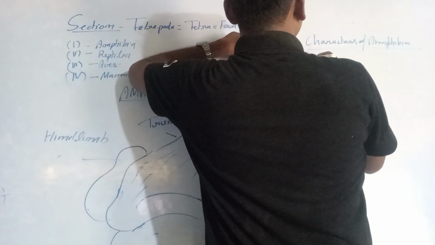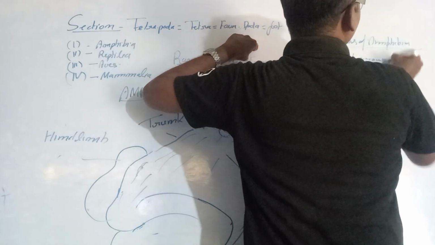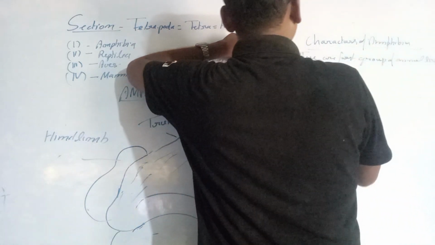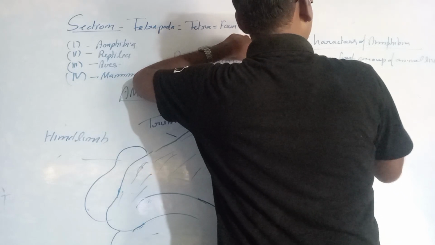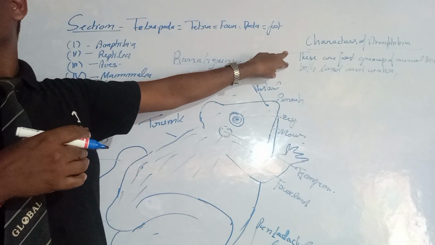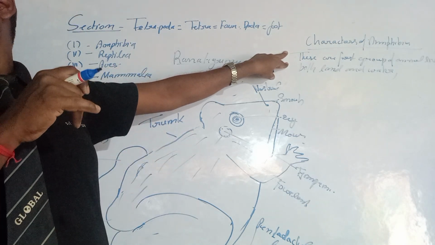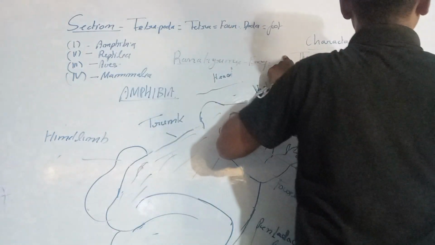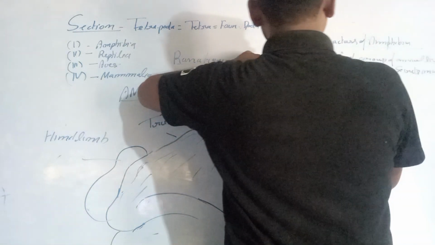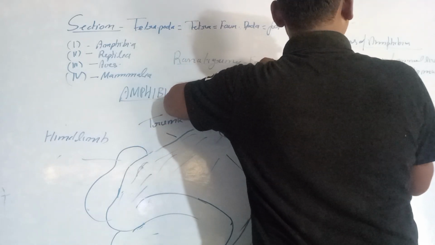These are the first group of animals that live on both land and water. Both land and water, and that is why it is said to be amphibia. And they secrete mucus from the skin, to keep it moist.